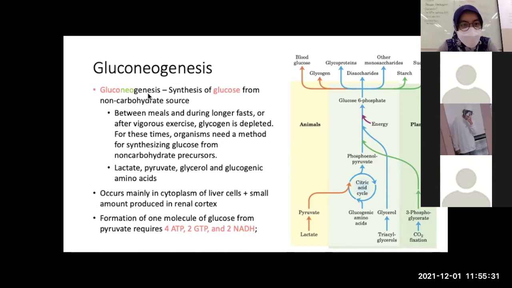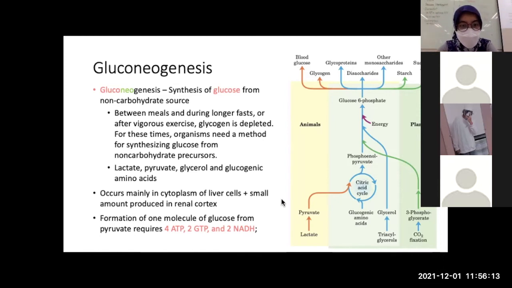For example, remember, glycogenolysis is when glycogen breaks down into glucose. If that is not sufficient to produce the glucose that our body needs, our body will start to do gluconeogenesis. Meaning the glycogen storage is not sufficient. So we need glucose, but from other non-carbohydrate sources.